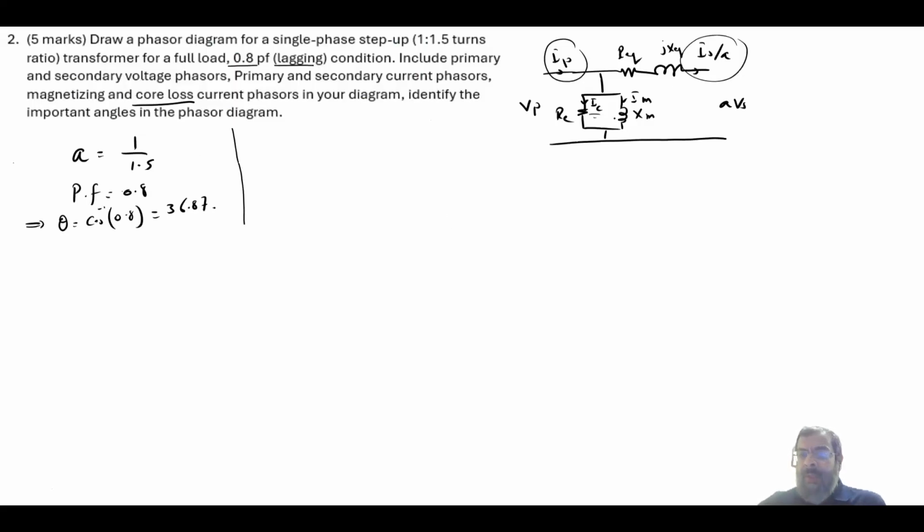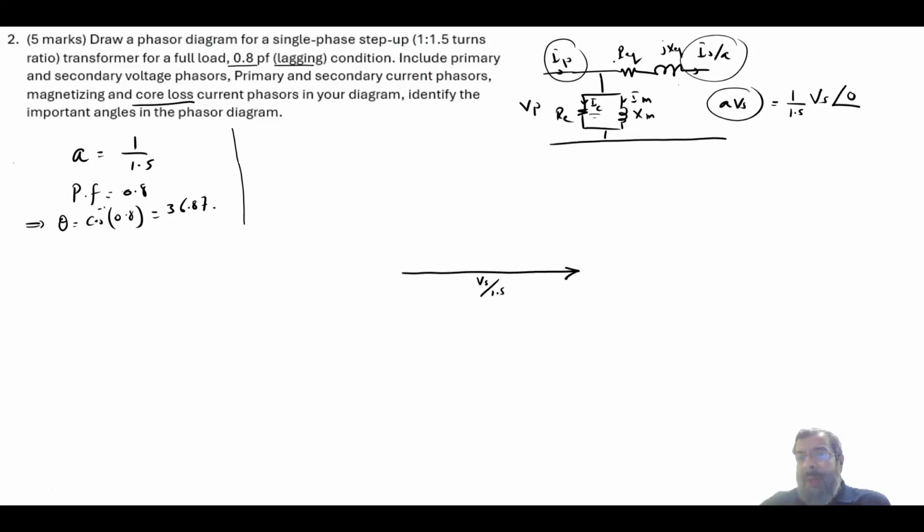Let's see how to draw the phasor. We always start with VS over A as our reference vector. So this is 1 over 1.5. This is your A, and this is your VS. So we start here with a vector with a 0 angle. This is always assumed a 0 angle. So this is your VS divided by 1.5.